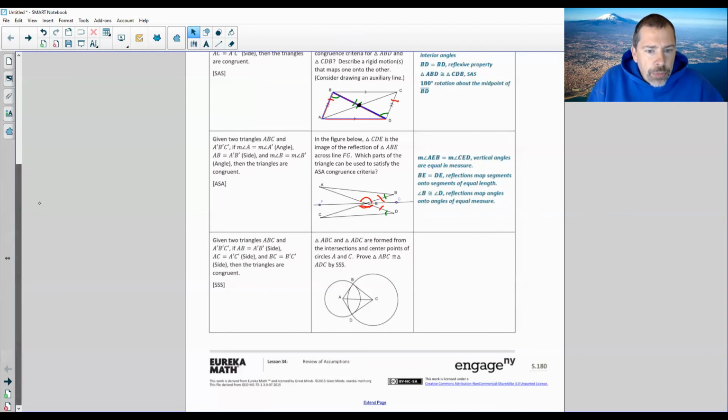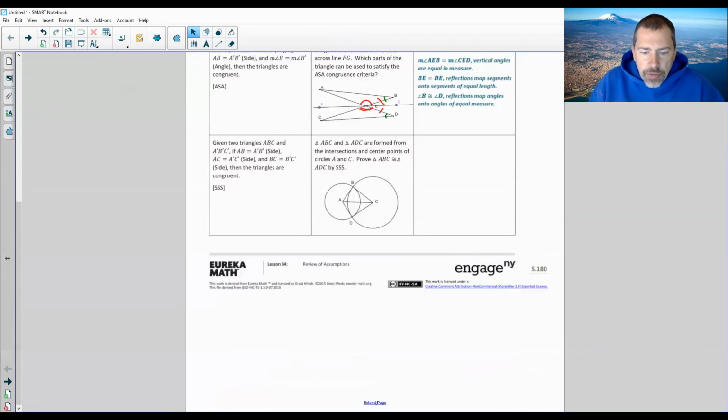Okay, moving right along. Let me extend the page and move this up. Okay, given two triangles, ABC and A prime, B prime, C prime, if AB equals A prime, B prime, a side, AC equals A prime, C prime, a side, and BC equals B prime, C prime, another side, then the triangles are congruent by side, side, side. So in this diagram, we have a triangle ABC.